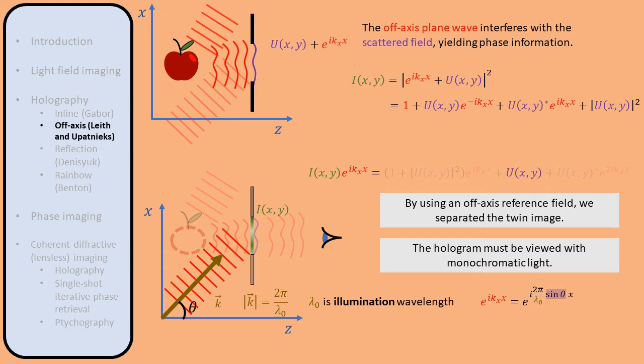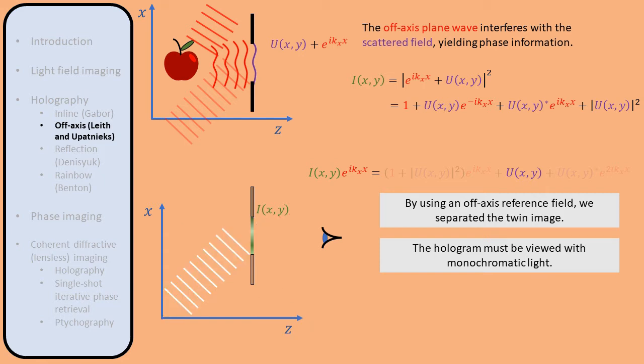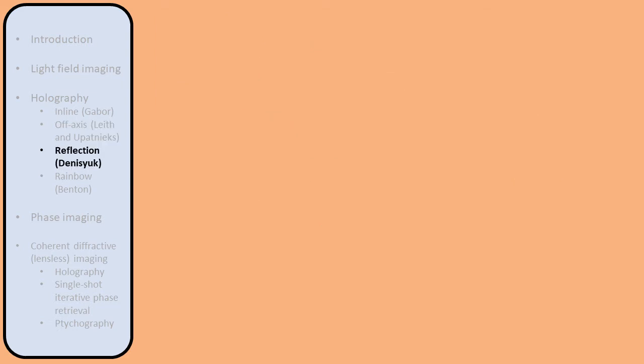Therefore, if we change the wavelength of the light we use for reconstruction, we multiply the hologram with a phase function that is different from the one that was used to create the hologram, and therefore the reconstructed field is tilted by an amount that depends on the reconstruction wavelength. So if we were to view the hologram using white light, coming from a certain direction, different colors of light will reconstruct the hologram at different angles, and we see a blurred reconstruction. How can we make a hologram that gives a good reconstruction when viewed with white light? One type of hologram that can be viewed with white light is called a reflection hologram.